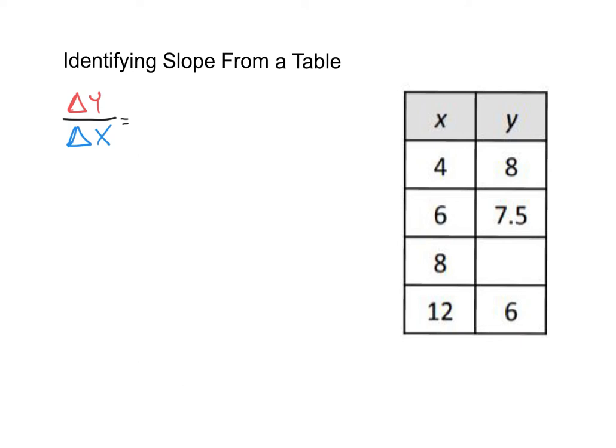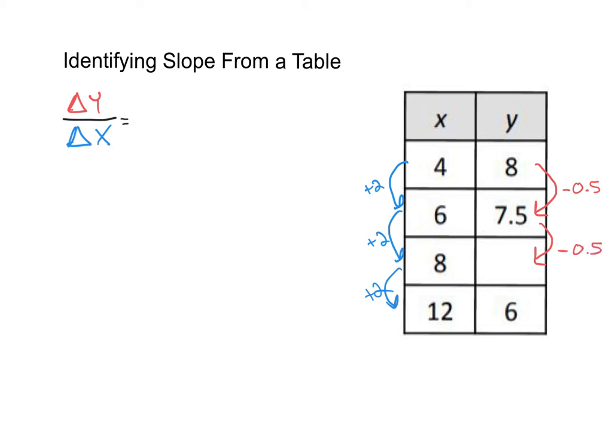I can see that my x values are growing by 2. My x values are growing by 2. My x values are growing by 2. And I can see that my y values are right here. We see a decrease of 0.5. So since this is linear, that means that what we're going to need to see here is a decrease of 0.5.